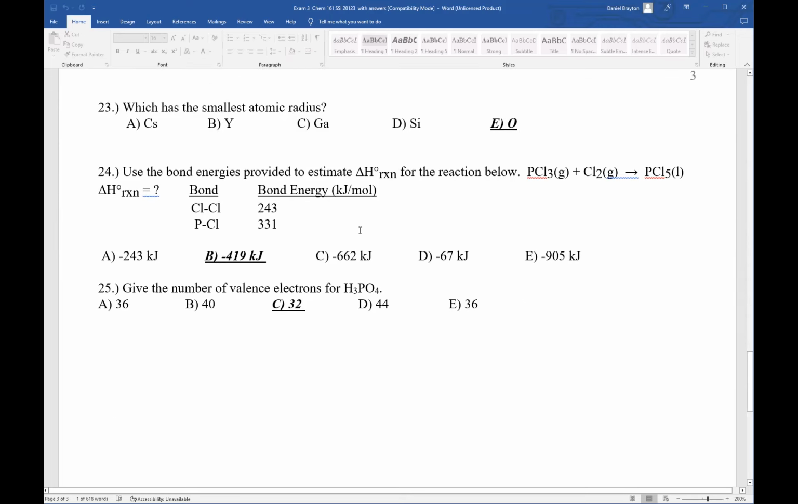24, I guess you could have used the calculator for this one. This is just what bonds are breaking and what bonds are forming. So you've got PCl3 here, you form 2 new ones. So you're going to get twice the PCl3. And then you broke the 1 chlorine-chlorine bond. So in general, the only way to make a mistake on this one, I believe, is if you forgot to multiply PCl3 by 2.